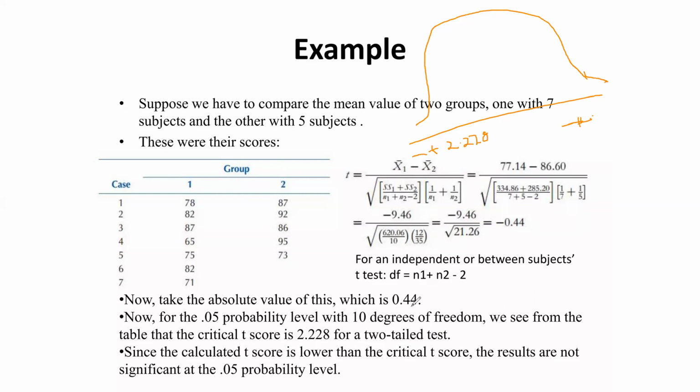But look, based on the calculation, you'll see that the calculated t-value is less than the critical t-score. Therefore, it falls within the acceptance region. So it means that the null hypothesis will be accepted, and thereby the alternative hypothesis will be rejected, because the calculated t-value is less than the critical t-score. Okay. Thank you for listening.